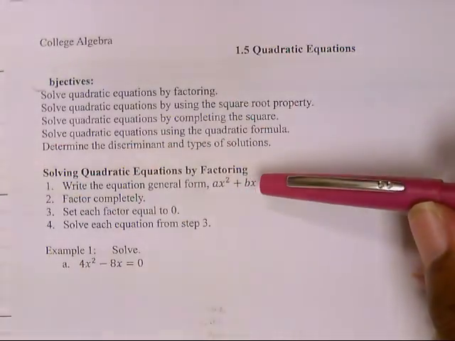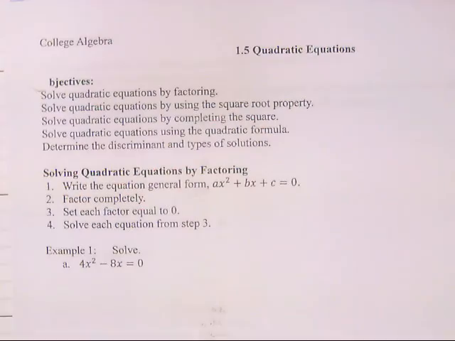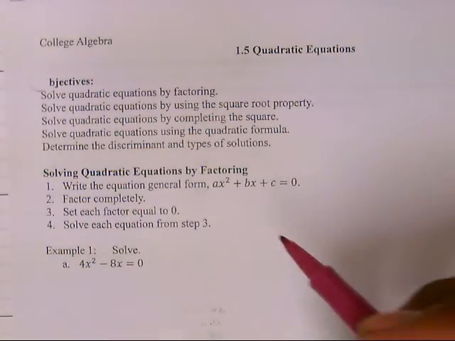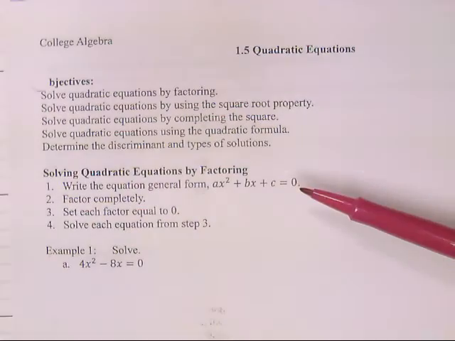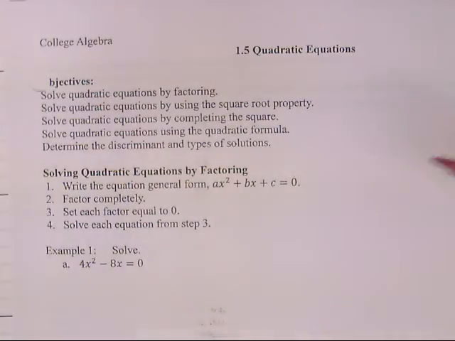So here is the procedure for solving a quadratic equation using the method of factoring. Number one, you'll write the equation in general form, which is going to be ax squared plus bx plus c equaling 0. What you want to do here is move terms over to the opposite side so that you'll have a 0 on one side of the equation. Then number two, you'll factor the equation completely. Then you'll set each individual factor equal to 0 and then solve each equation from step number 3.